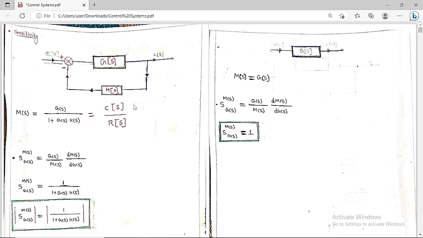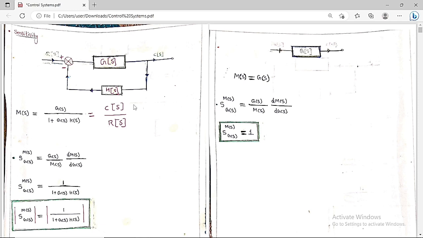G of S. What is the meaning of this? The sensitivity of M of S with respect to G of S means, suppose any parameter in G of S is varying, then what is the effect on M of S? Because of the variation of the parameters in G of S, what is the overall change in M of S? This is called the sensitivity.